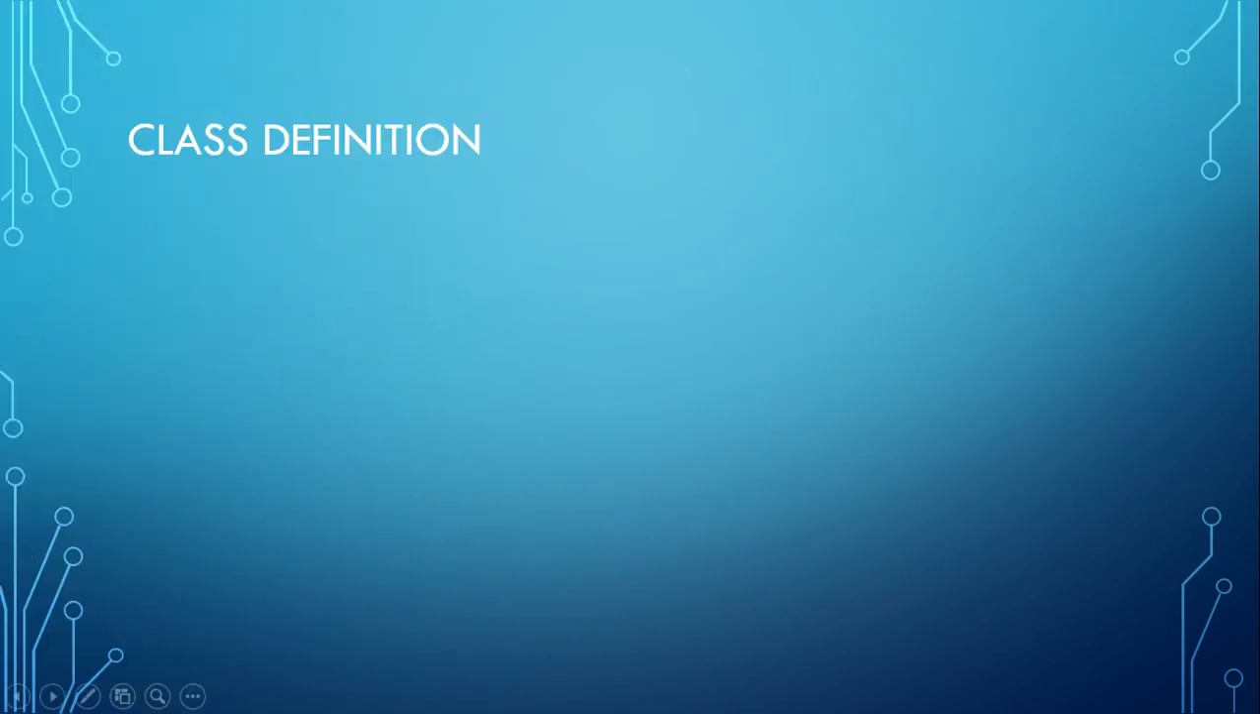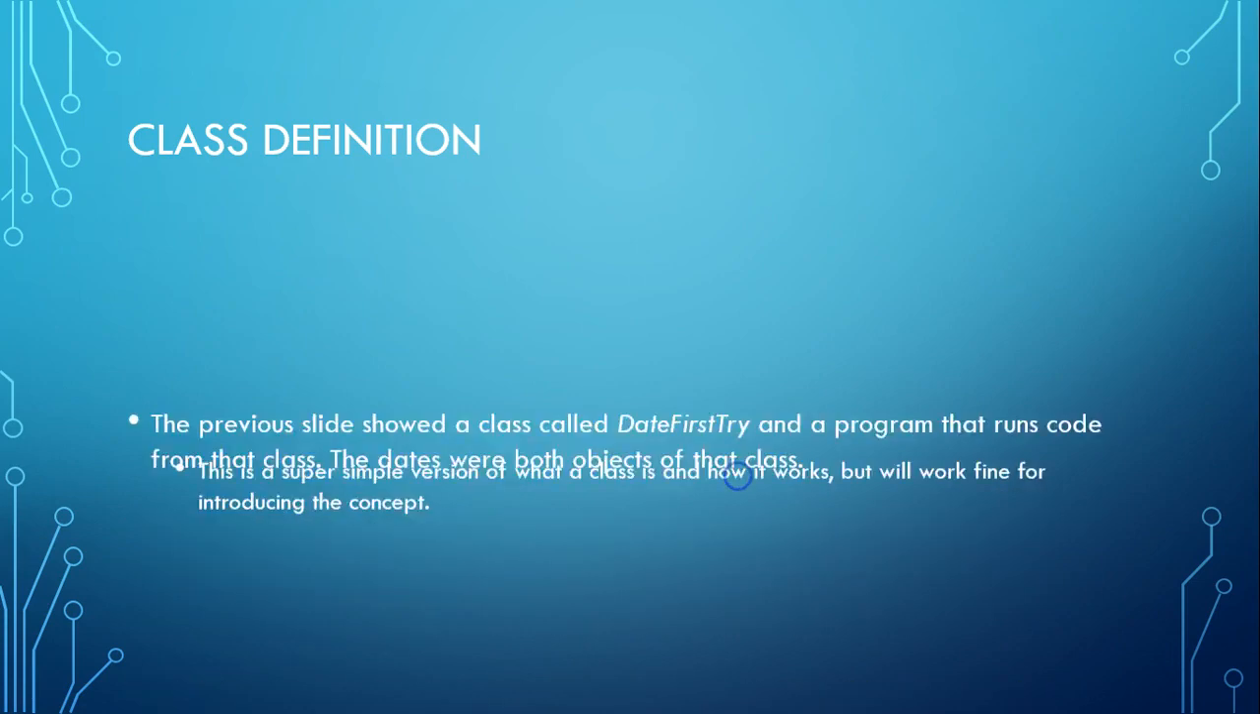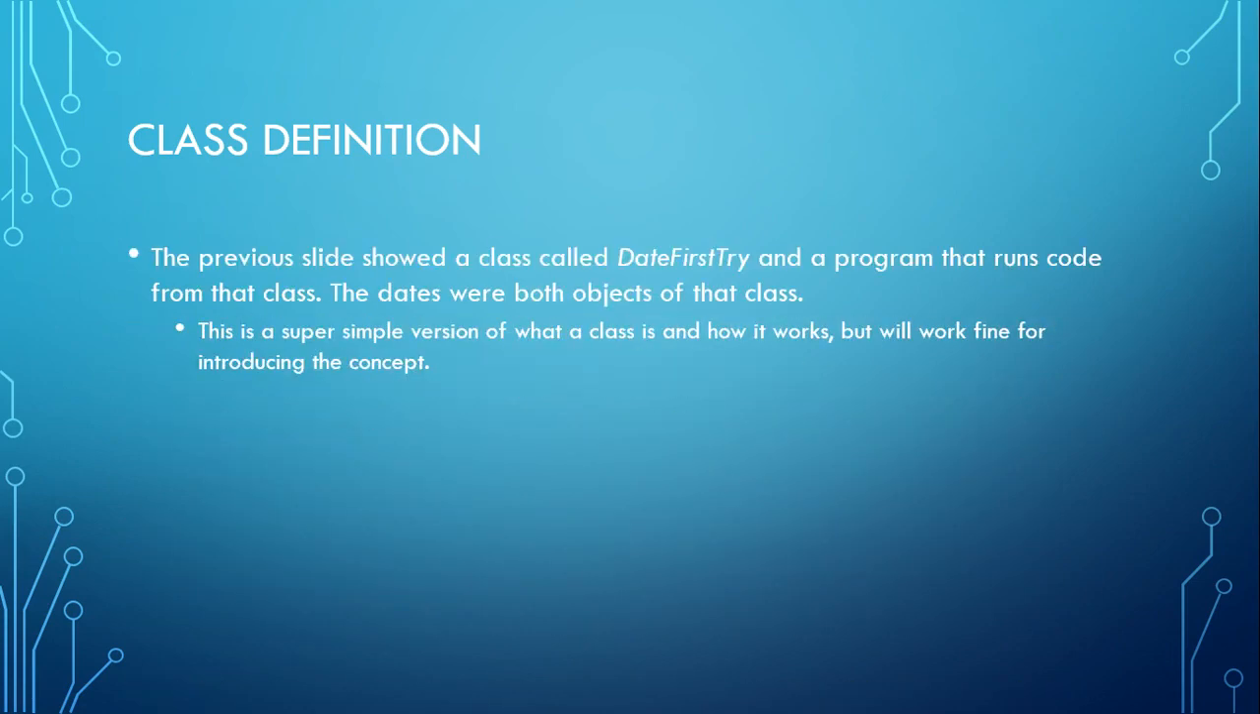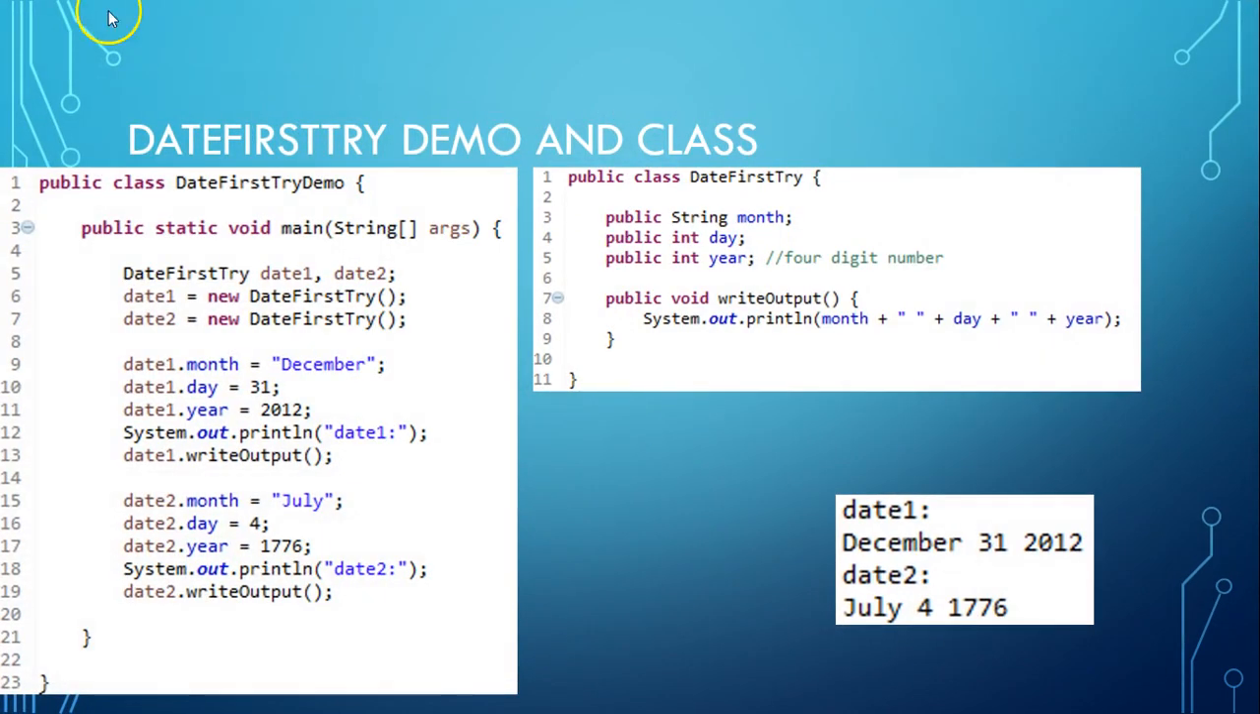All right, let's break that stuff down now. Class definition. The previous slide showed a class called DateFirstTry and a program that runs code from the class. The dates were both objects of that class. This is a super simple version of how a class works, but it works fine for introducing the concept. When we talk about the dates, I'm referring to these two right here, date1 and date2.